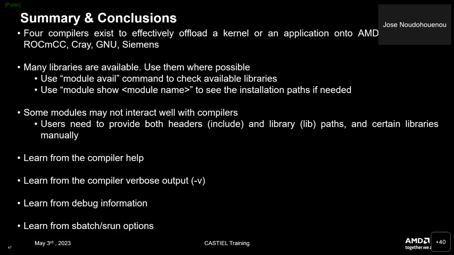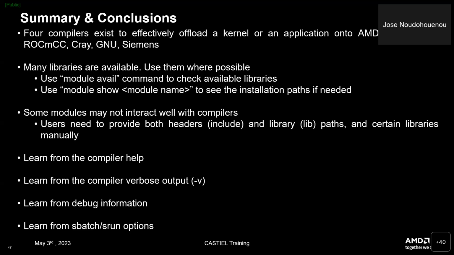So to conclude this talk, as of today, we have 4 compilers to effectively offload a kernel on AMD GPUs. That includes AMD ROCm. We have Cray, GNU, Siemens compilers. Many libraries are available. Use them where possible. On your target, on LUMI today or on Adastra, you can use the module avail command to check available libraries. You can use module show to see the installation path if needed.